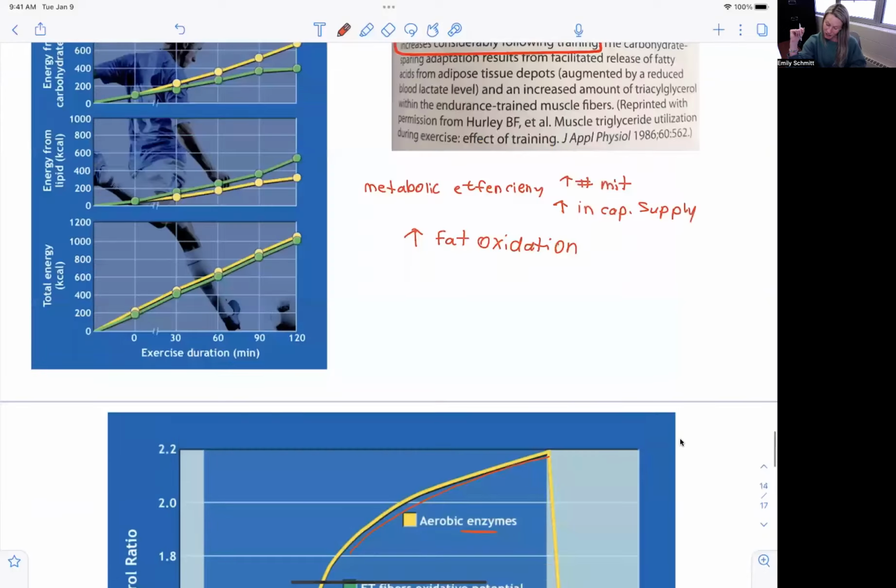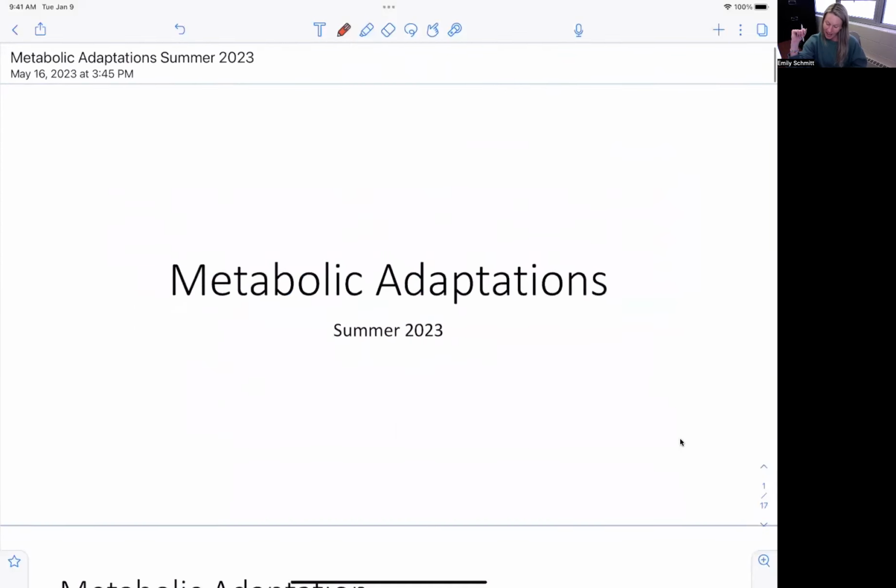So that is our lecture on our metabolic adaptations.